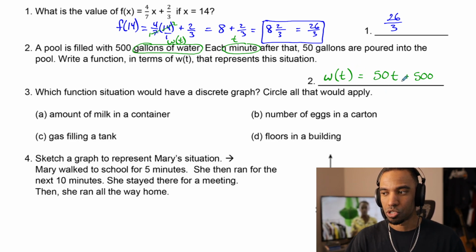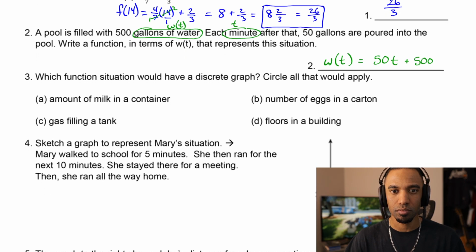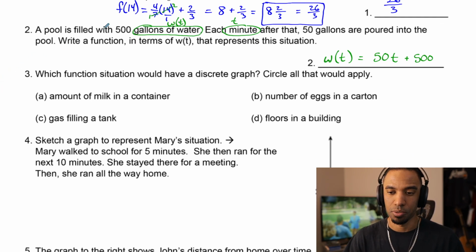And think about it in those terms there. But there it is. W of t equals 50t plus 500. W of t, once again, is the amount of gallons of water, and t is the number of minutes that have passed. Try and plug in some numbers, see if it makes sense to you.